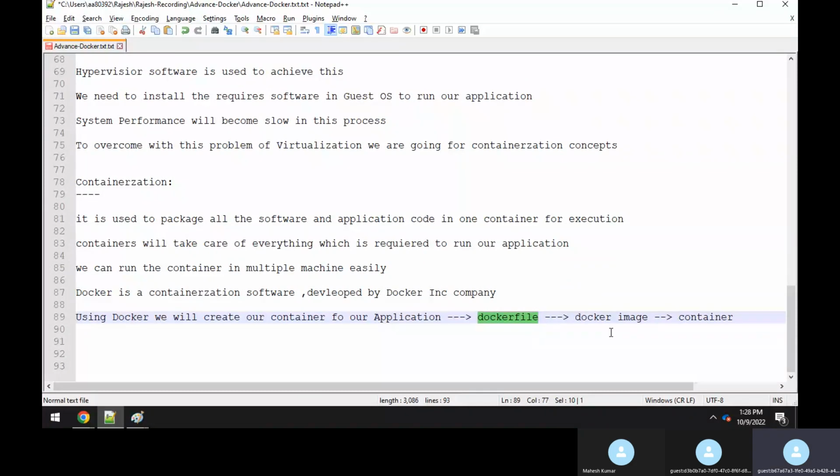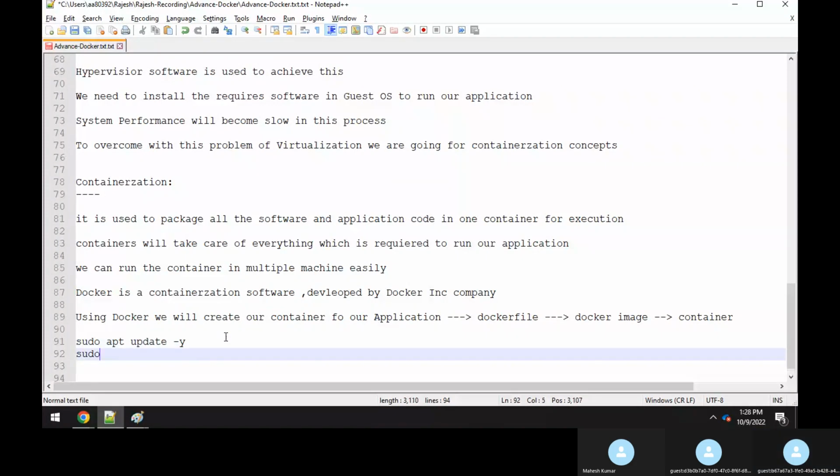For example, you say, Rajesh, I want to install Apache. How do you do that? Suppose you take a VM and want to install Apache. You'll say sudo apt update -y first, I'm just talking about Ubuntu, and then sudo apt-get install apache2. This is how you install the software.